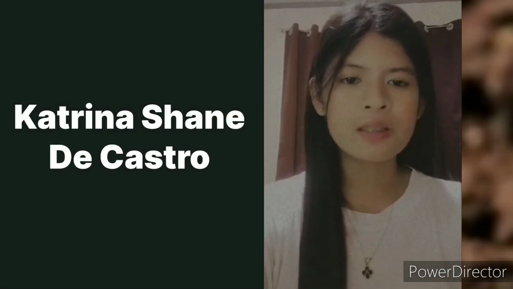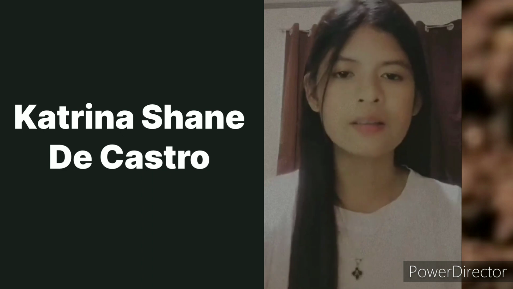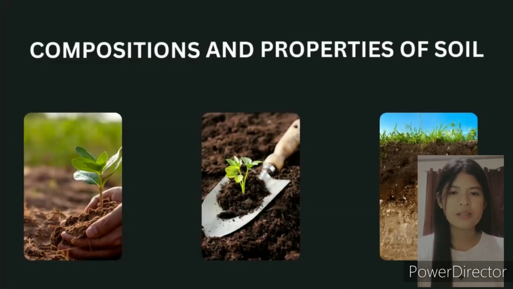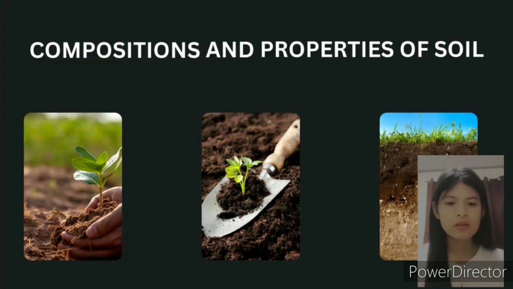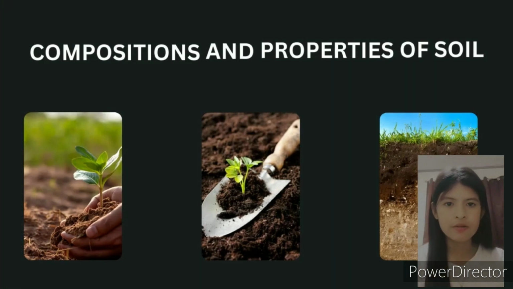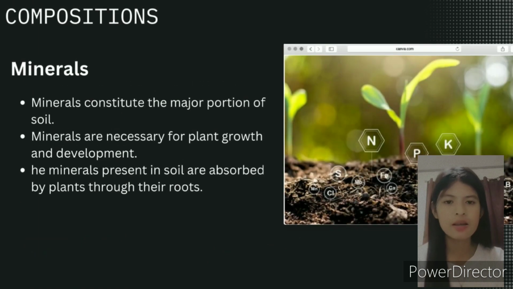Good day everyone, my name is Katrina De Castro and today I will tackle the components and properties of soils. So the first composition of soil is minerals. Minerals are one of the parts of soil composition, including humus, living organisms, water, and air. Minerals are a very essential substance found in soil. They are the largest component of the soil, making up almost 40 to 45% of the total components.